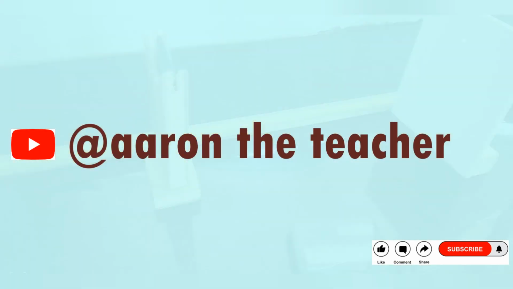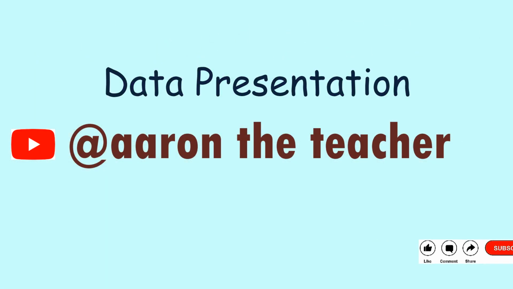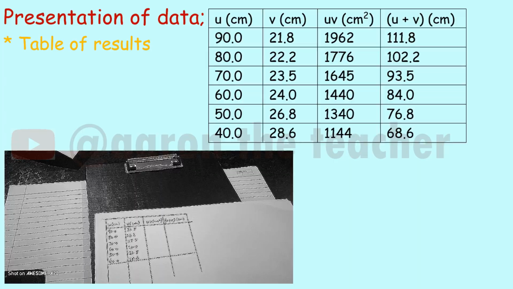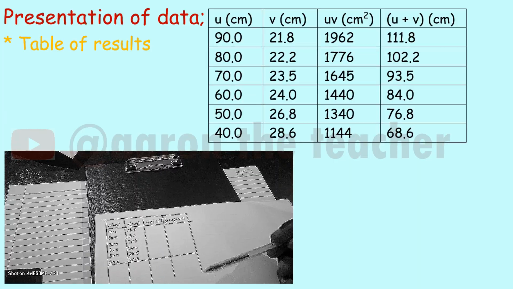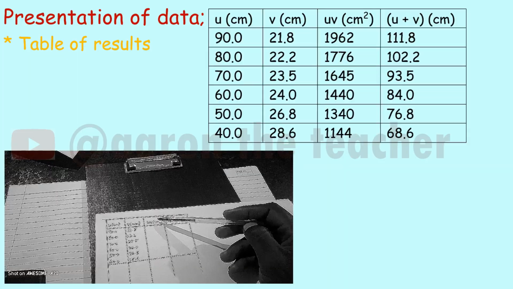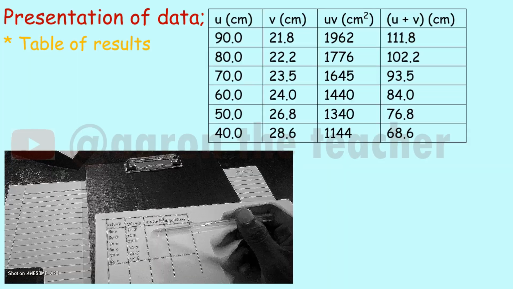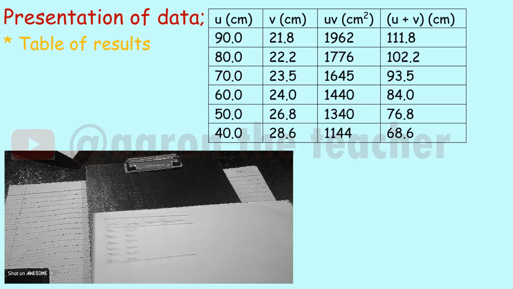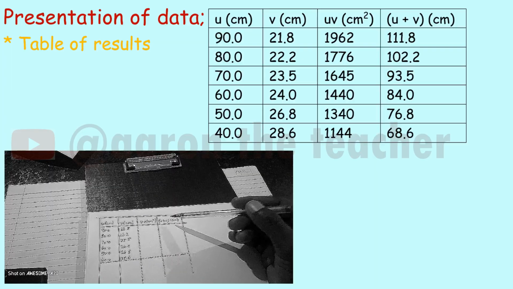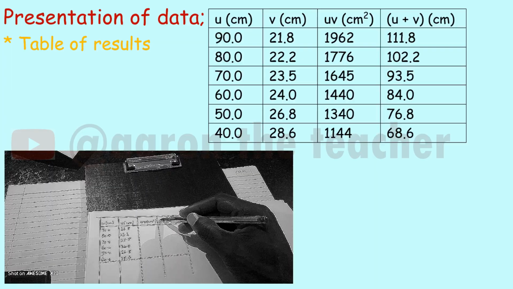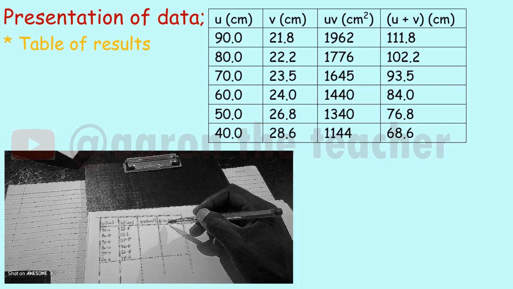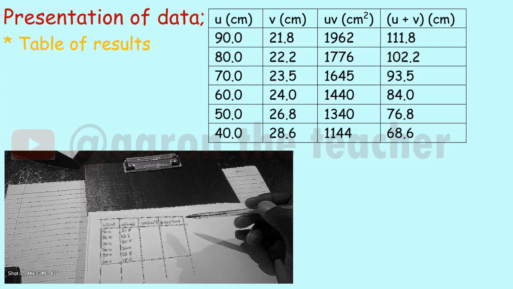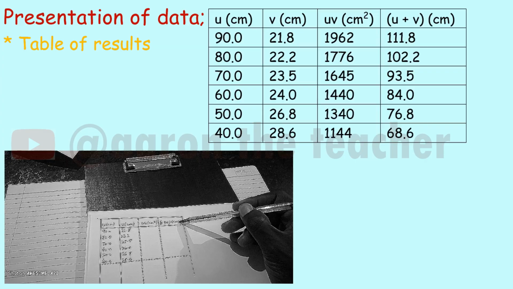So let's move on. We are now going to first get the columns UV and U plus V. UV, I'm having in brackets centimeters squared because I'm multiplying U, which is in centimeters, and V, which is also in centimeters, so the units will be squared. Then U plus V, I'm putting it in brackets because it is a formula, giving U plus V. And likewise, the units are also in brackets, in centimeters.